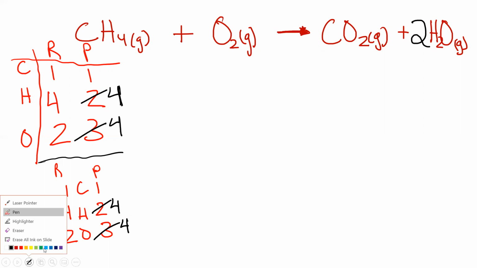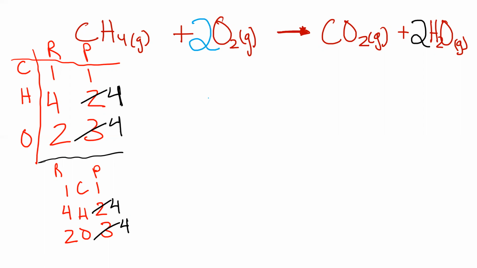The last step you need to do therefore is put perhaps a 2 right here. 2 times 2 is 4, giving me 4 oxygens on that side. Now you can see it's 1 and 1, 4 and 4, 4 and 4. And this is my finished balanced equation. This is my balanced chemical equation.